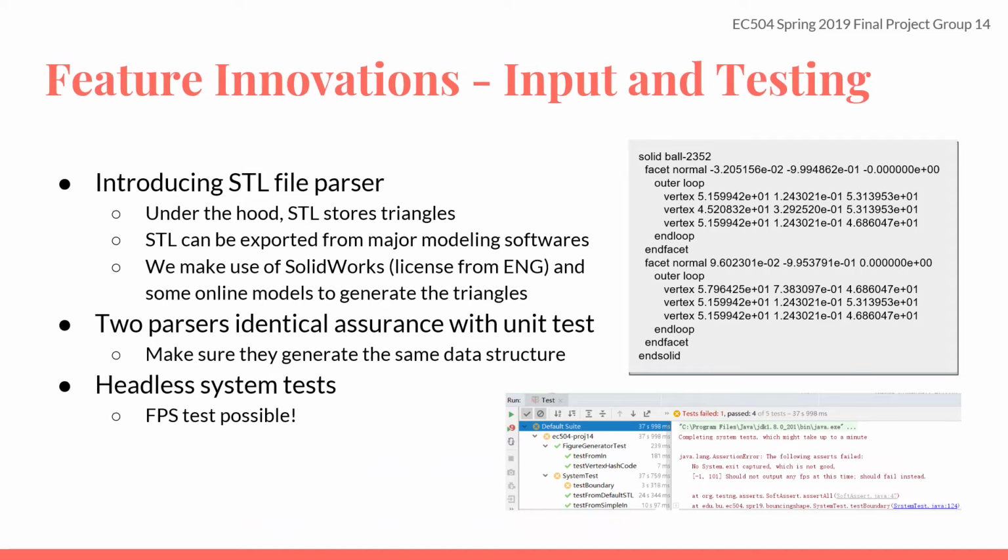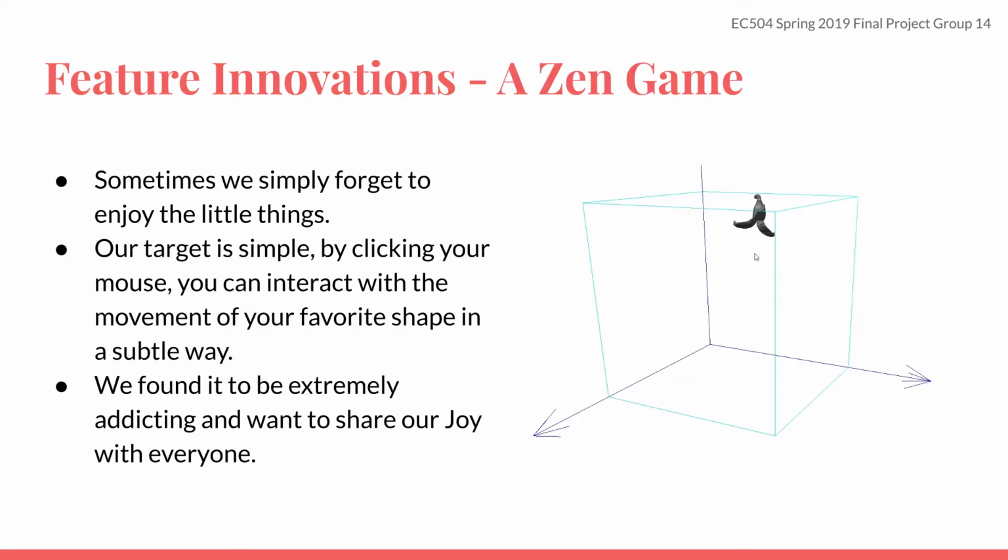In terms of the feature innovations, one thing we want to mention is the input and testing. We introduced an STL file parser, because under the hood, STL stores triangles, as shown on the right. STL can be exported from major modeling software. We made use of SolidWorks, thanks to the license from engineering, and some online models to generate the triangles. In order to make sure the two parsers output the same expected data structure, we make use of unit tests. Also we introduced headless system tests to automatically test if the metric of frames per second is above 1.